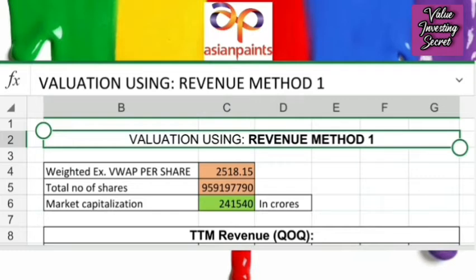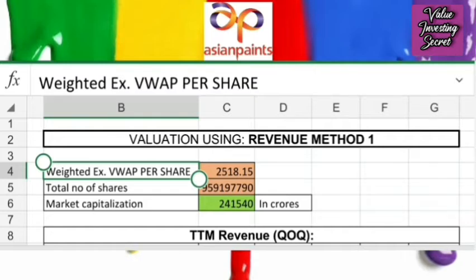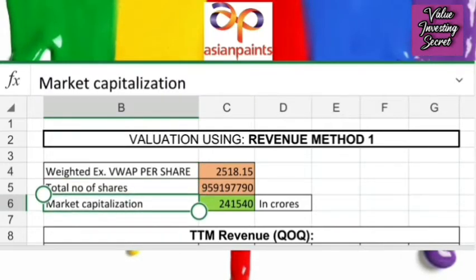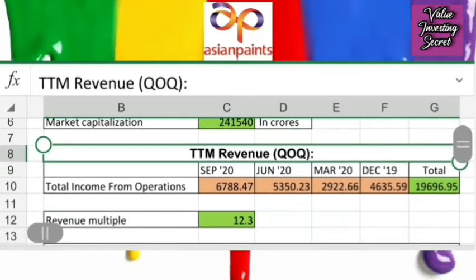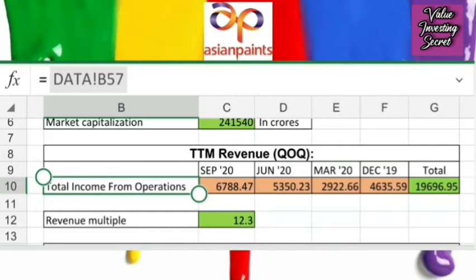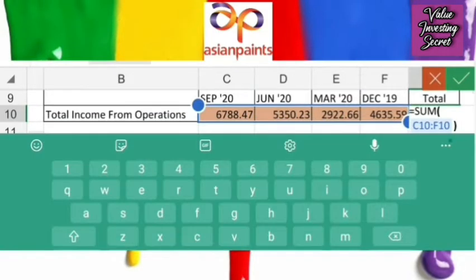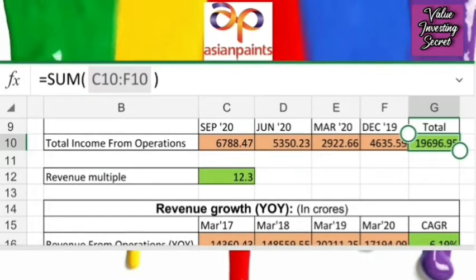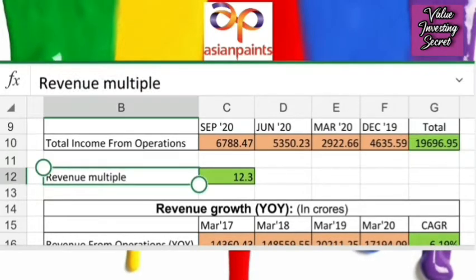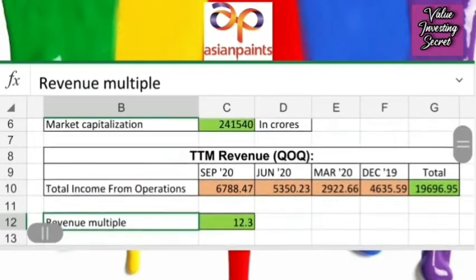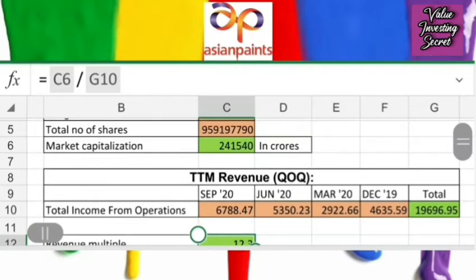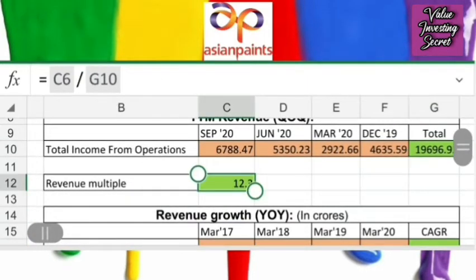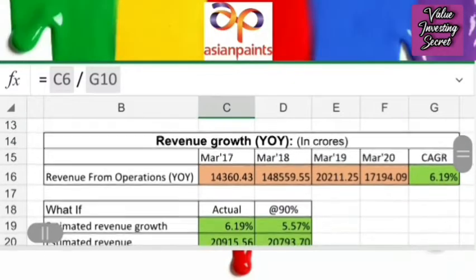The first method is the revenue growth method. For this we need the exponential volume weighted average price and the total number of shares. Then we can calculate market cap. These calculations I have shown in my previous videos. Then we have to calculate TTM revenue. For this we need total income from operations of the last 4 quarters. Then we can calculate the revenue multiple, that is market cap divided by TTM revenue. See, this is market value and this is TTM. We will get 12.3, that is the revenue multiple.